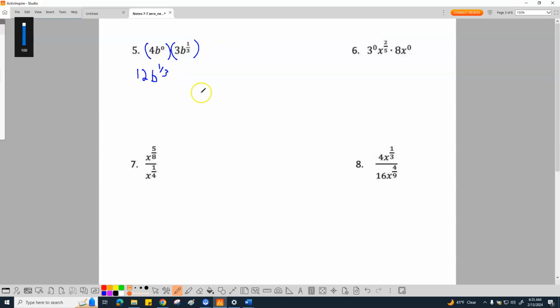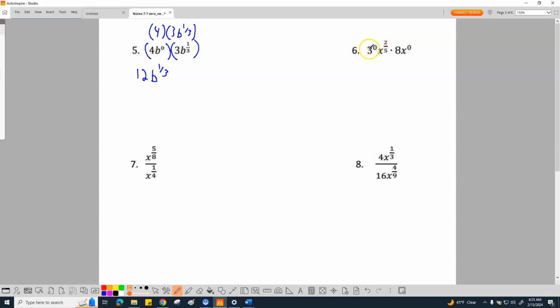So you're good there. You could also have solved this a different way. You could have been like, hey, check it out. I know that b to the 0 ends up being 1. So I'm going to evaluate that first, and then I'm just going to have this to write down. And when you do it this way, then you can just see 4 times 3 is 12, and then you just keep the b to the 1/3. Both ways are valid.